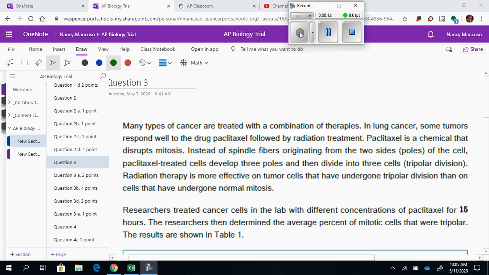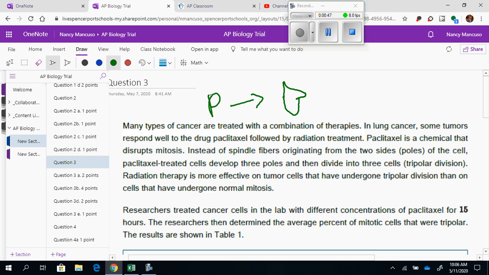Many types of cancer are treated with a combination of therapies. In lung cancer, some tumors respond well to the drug P, followed by radiation treatment. P is a chemical that disrupts mitosis. Instead of spindle fibers originating from the two sides, poles of the cell, P-treated cells develop 3 poles and then divide into 3 cells. Radiation therapy is more effective on tumor cells that have undergone tripolar division than on cells that undergo normal mitosis.